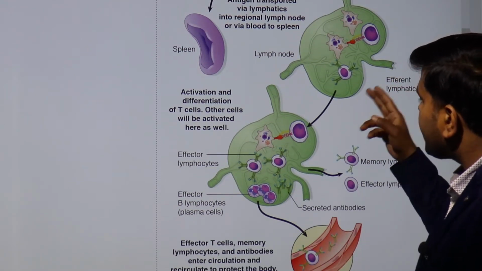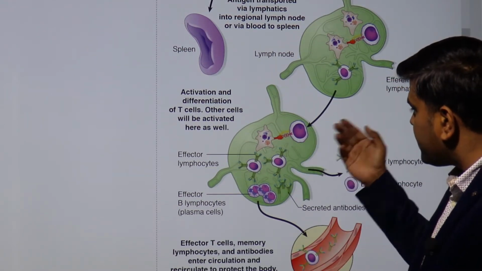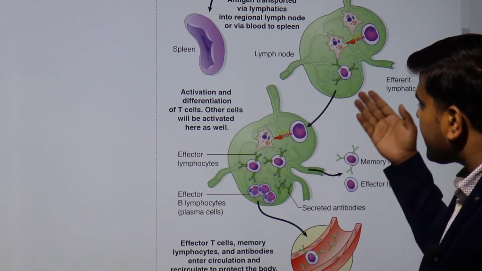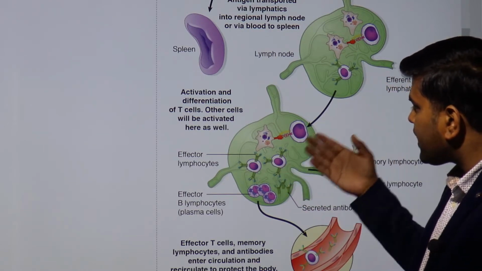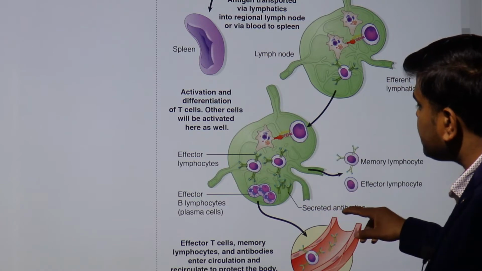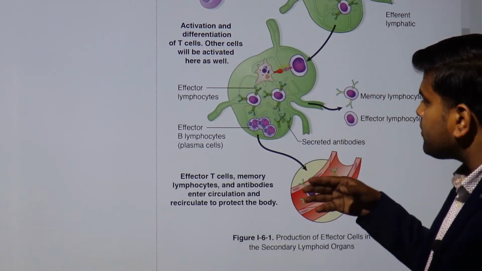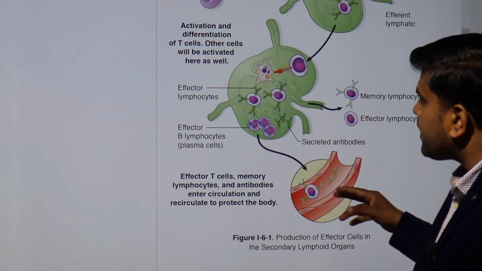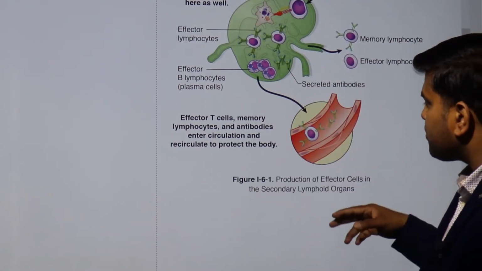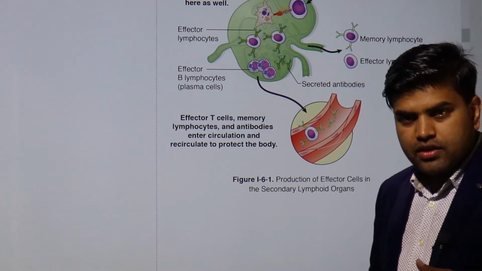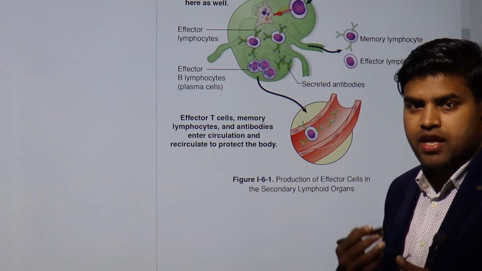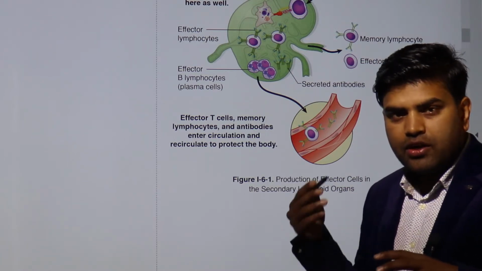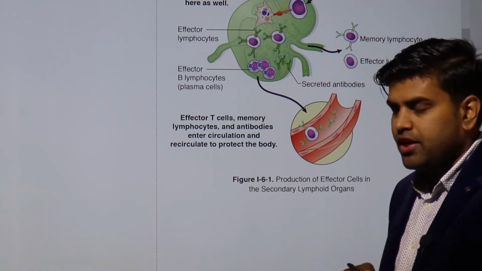That leads to the activation of the T cell, which will secrete the cytokines that cause the activation of the B cell, which converts that B cell into the plasma cell, and that plasma cell secretes the antibody into the circulation. In this way the antibody formation takes place, and the antibody goes to the site of the infection and tries to clear that infection.